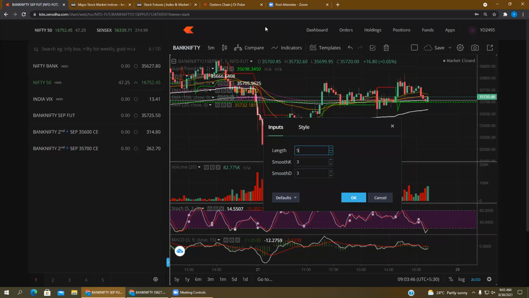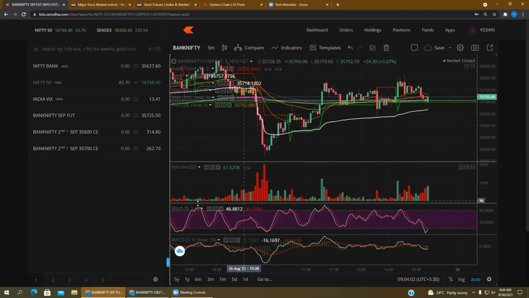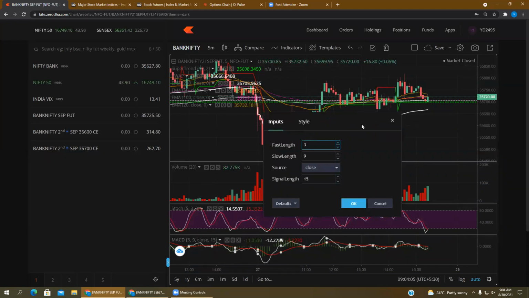So this is the stochastic that I use. It is similar to RSI, but this one gives me a better gauge of the momentum. That's why I use stochastic. The settings for stochastic are 5, 3, 3. Another thing I use is MACD. These are the settings for MACD.